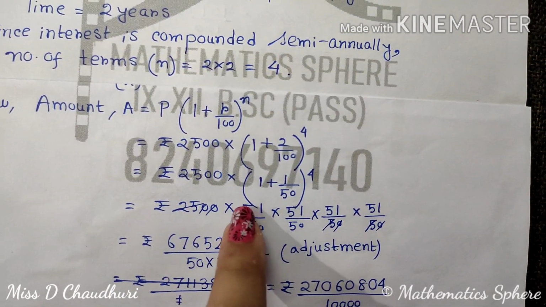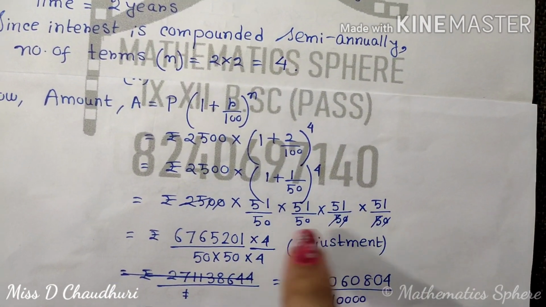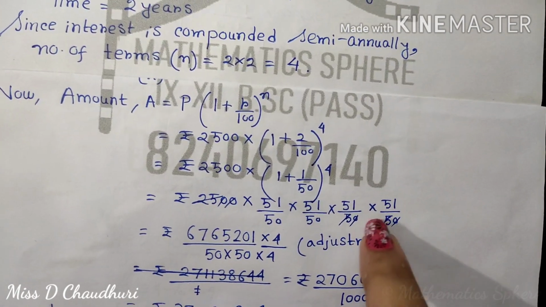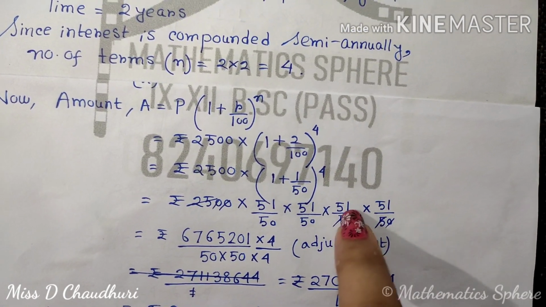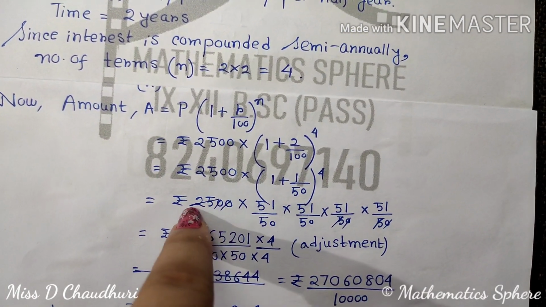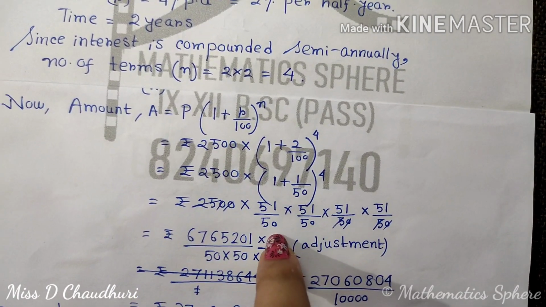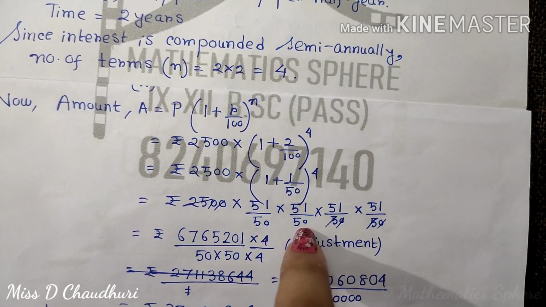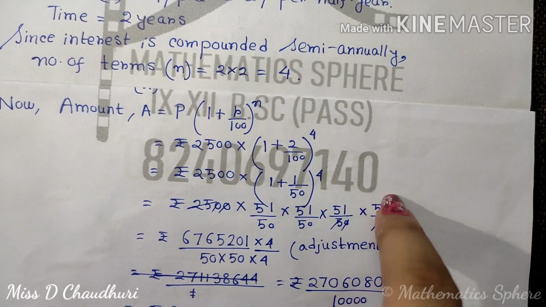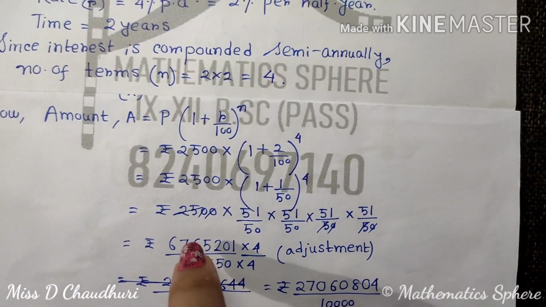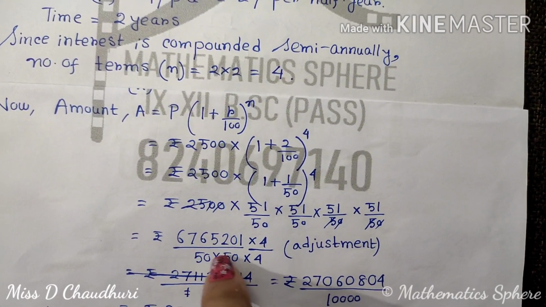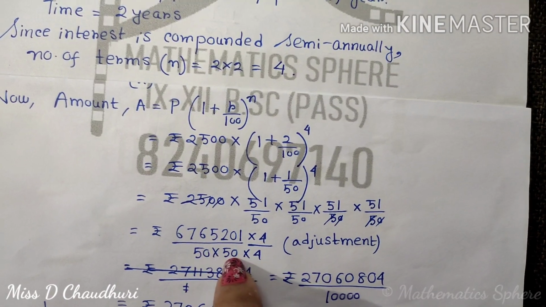So 2500 into 51 by 50, it will come for 4 times. Okay. Now cancel 2 zeros from here, and also 5 and 5, it will be cancelling out 25. Okay. Now do not disturb these 2 50s. Okay. You just multiply this whole thing, 4 51s. You will get this one, and in the denominator you are going to get 50 into 50.